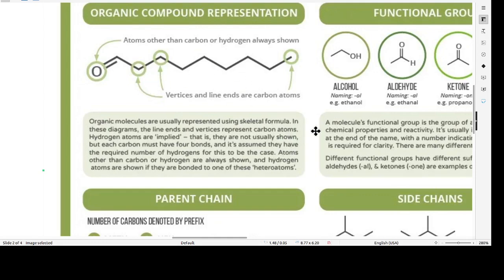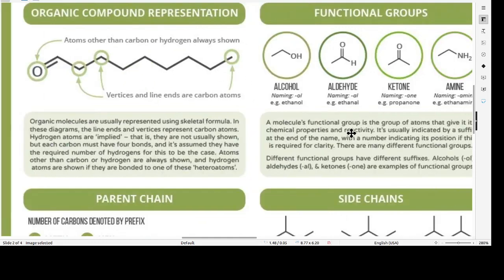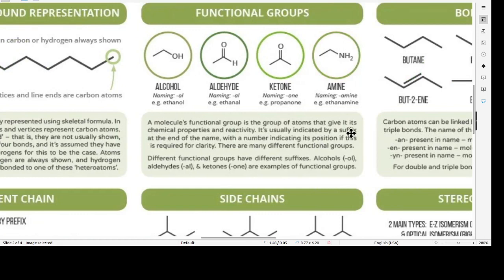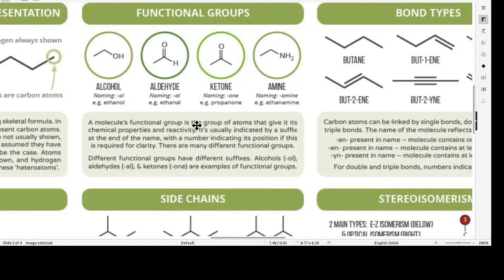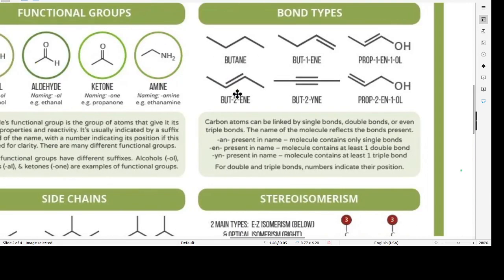There are implied elements. You'll need to learn functional groups. That'll be on the next page. You can have single, double, or triple bonds. You also use numbers. Each carbon gets a number assigned to it. You can learn how to interpret those.